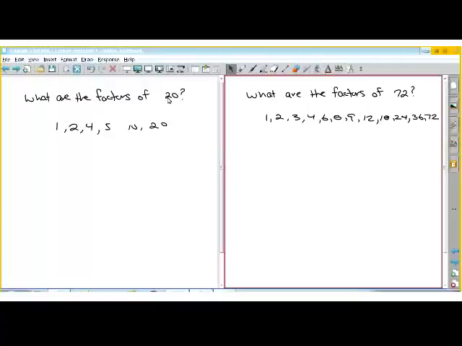Then I go, can I divide 20 by 3? The answer is no. Can I divide 20 by 4? The answer is yes. The result is 5. So by doing this dividing thing, coming this way, I get 2 factors at one time.